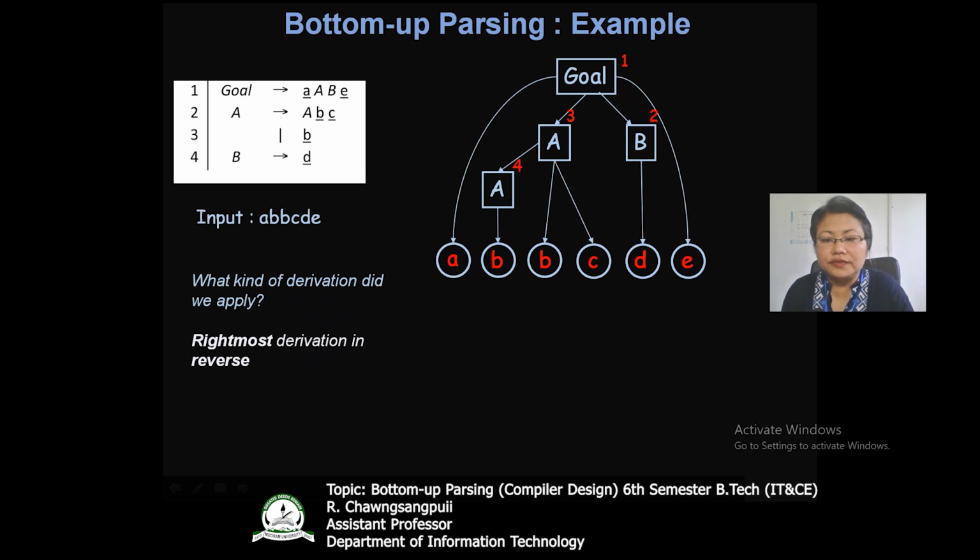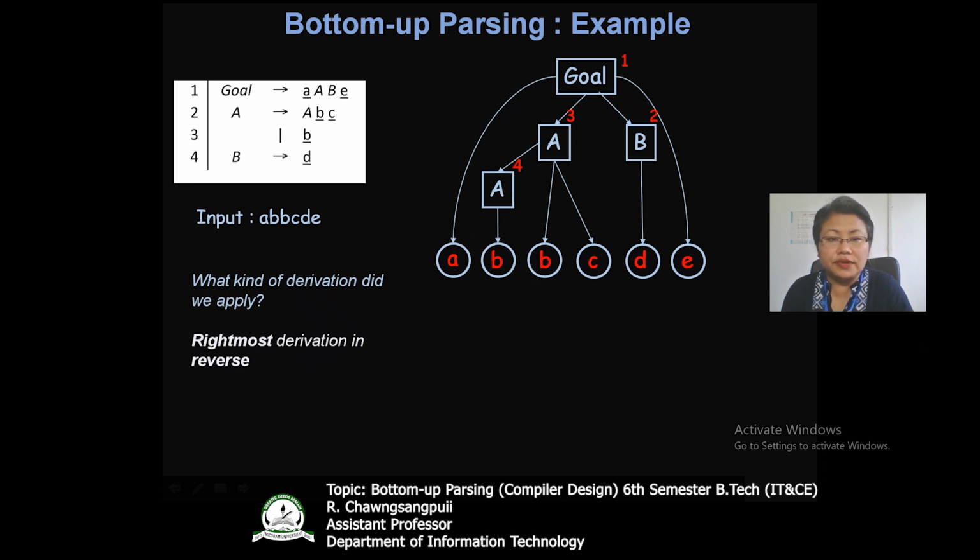Now what kind of derivation did we apply? Because now we are getting back at the input symbol, which is A, B, B, C, D, E. So here if you read this one, A, B, B, C, D, E, we are getting back the input symbol in reverse order. So this is like the rightmost derivation in reverse. So bottom-up parsing can be thought of as trying to get the derivation in rightmost order in a reverse way.